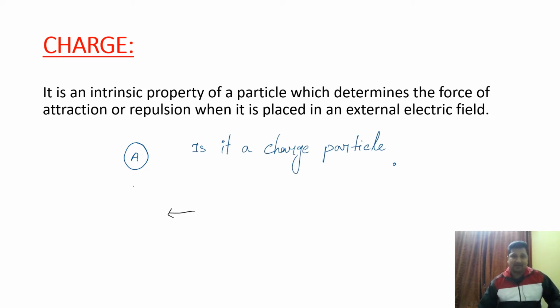How to understand? The basic way to understand whether particle A is charged or not is to bring another charge. If we bring charge B and bring A to B, and if A is attracted by B or repelled by B, then we can understand that A is a charged particle. So when A is placed in the electric field of B, we can understand whether A is charged or not. Now let's discuss the properties of charges.